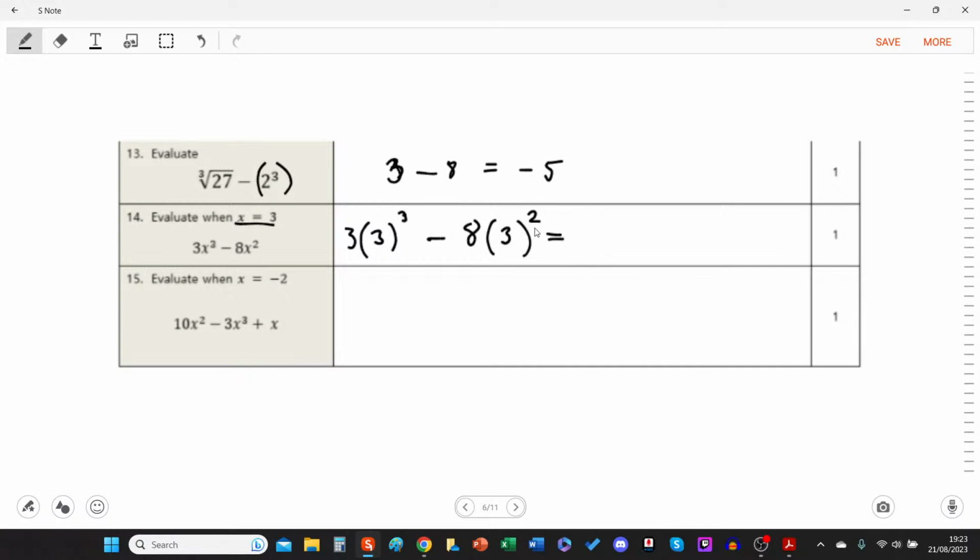So 3 squared is 9, times 8 is 72. Let's do it in the right order first. 3 cubed is 27, times 3 is 81. And what did we say that was? We said that was 72. It's 9 times 8. And then we do the subtraction, which is a lovely 9.